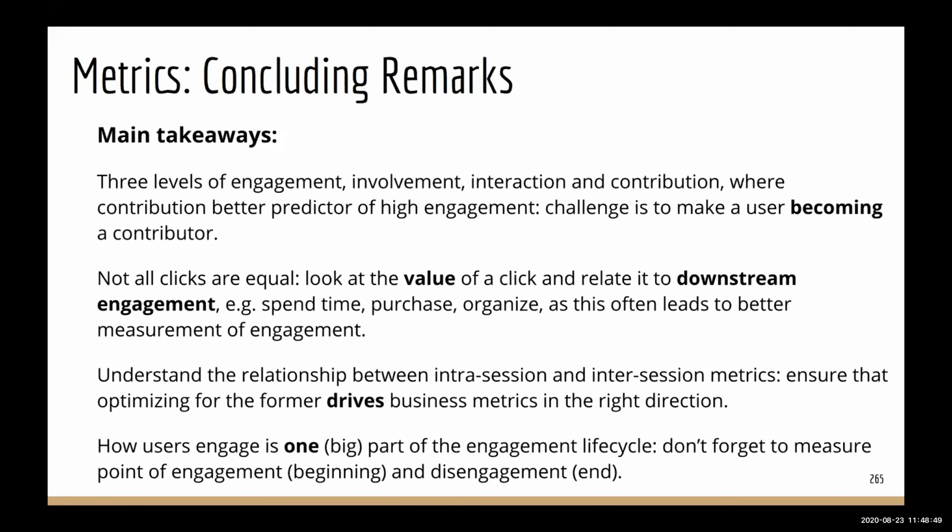We're just going to spend maybe 5 minutes talking about the general method, challenges, opportunities, and so on, starting back with metrics. So what are the main takeaways? 3 levels of engagement: involvement, interaction, and contribution. We can define metrics for those, understanding the meaning of the metrics and how they relate to the product application. It is important to remember that contribution, and the metric related to contribution, is a better predictor of high engagement. Of course, a lot of the work and the challenge is how to make a user become a contributor. So this is really from understanding the engagement.